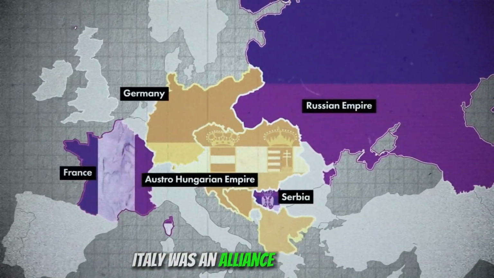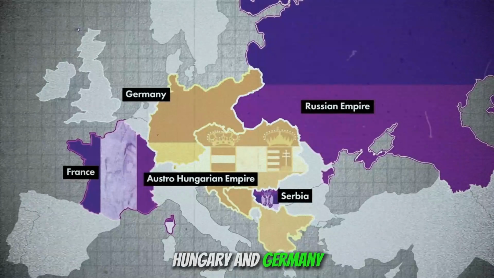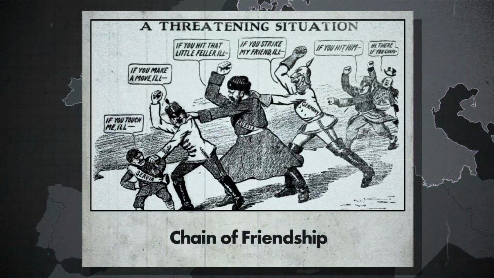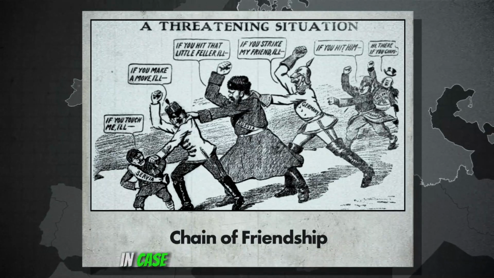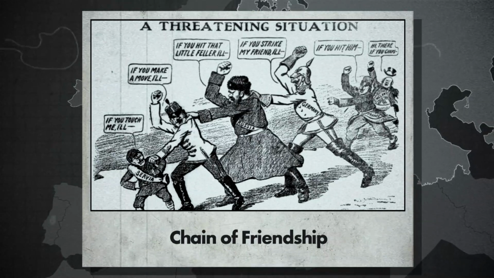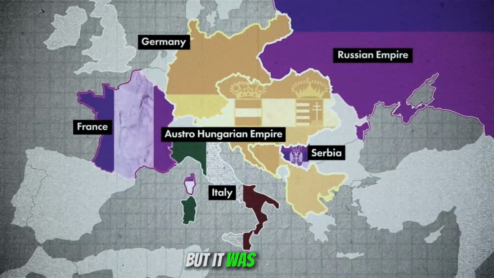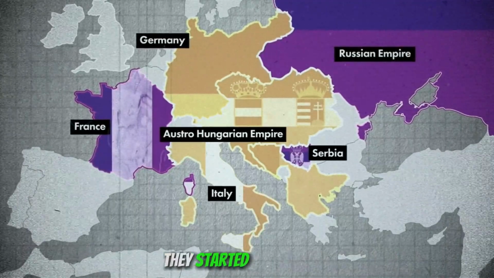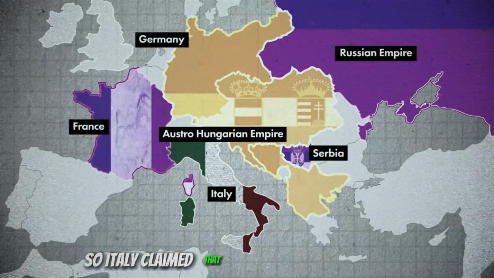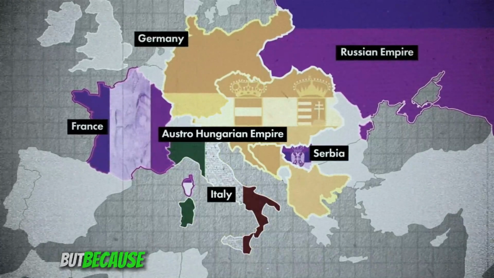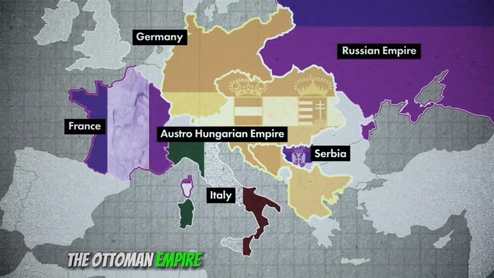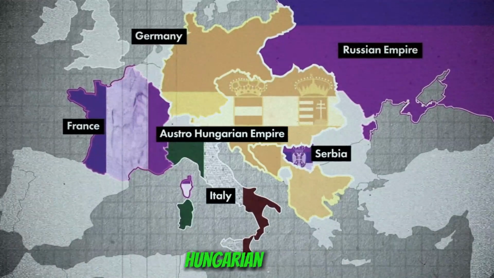Italy was in alliance with Austria, Hungary, and Germany, but Italy reneges on the agreement to support the two, because the agreement stated that in case of an attack on their country, the others would help them. But it was Austria, Hungary, and Germany that were invading Serbia. They started the attacks, so Italy claimed that they weren't bound to help. But because the Ottoman Empire had enmity with Russia, the Ottoman Empire reached in support of the Austro-Hungarian Empire.